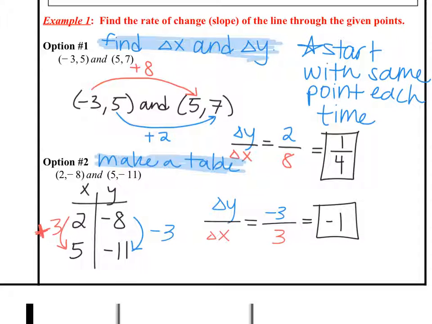So look at these two options. You could either just find the change between the 2 points, or you can make a table. Think right now, which one are you going to go with? It doesn't matter to me, whatever one makes more sense to you, or whichever one you find easier, that's what I want you to do.